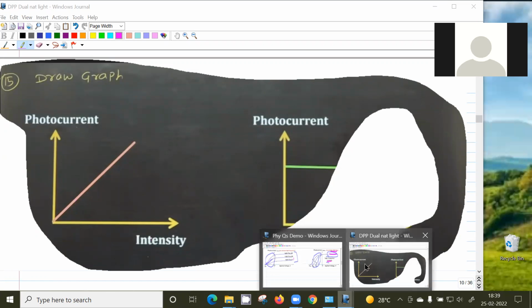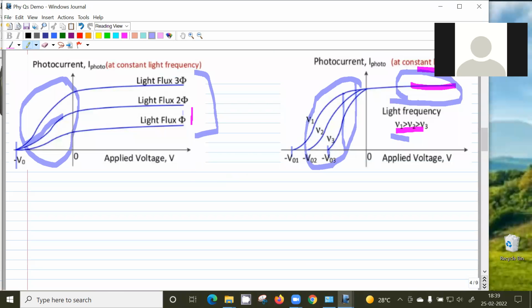A straight line. So in this interval, when the intensity is doubled, the saturation value will double. Suppose this saturation value is 2 amps, then this will be 4 amps, because the y-axis is current. What will the next saturation value be? Twice, double.